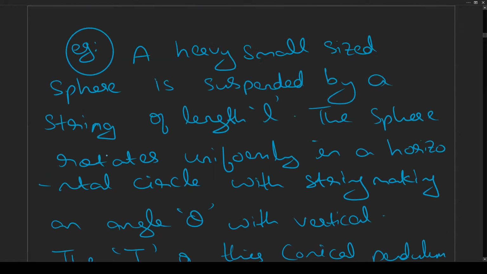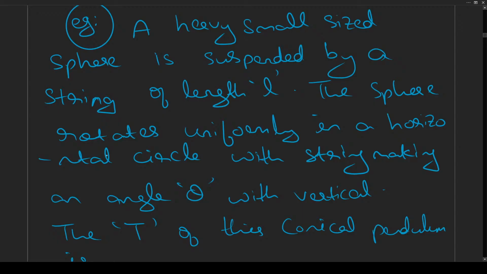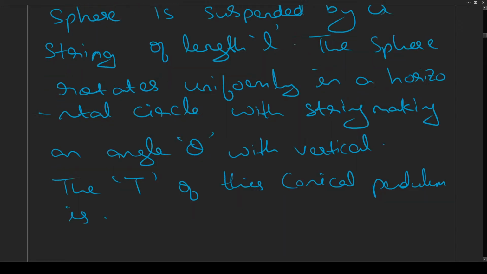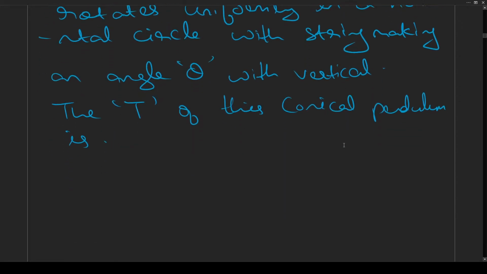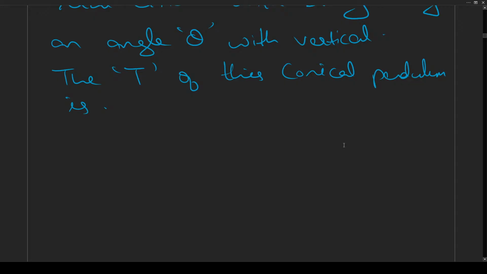Okay, they are saying that this heavy small sized sphere, it's a heavy sphere, meaning it has a mass, it is small, and it is suspended by a string of length L. The sphere rotates uniformly in a horizontal circle with the string making an angle theta with the vertical. Then the time period of this conical pendulum is.